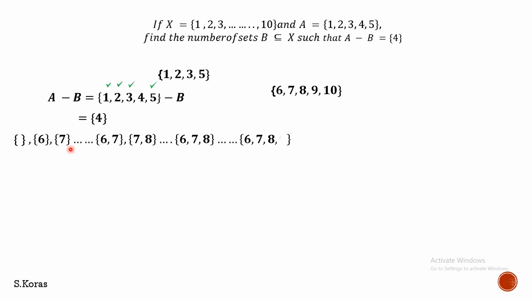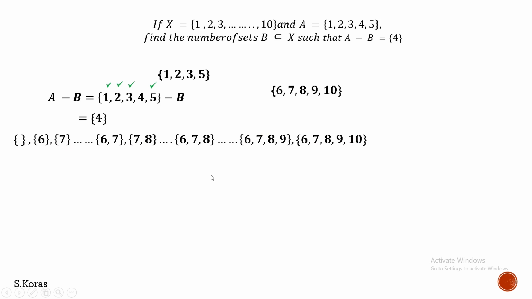Single elements we can add, or double elements, or triple elements, or 4 elements, or all 5 elements. So if you see this with this set, you can come to the conclusion these are nothing but subsets of this. So this many options we have. To get this set alone, we have to include this. After that, if you want, you can add 6 or 7, like that. These many options are there to be added.